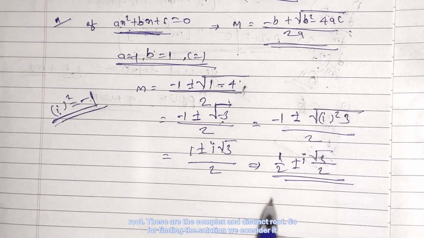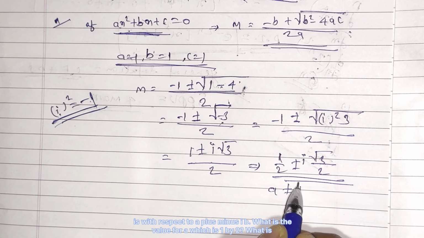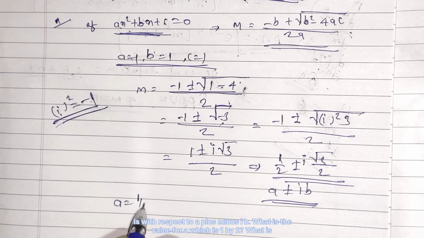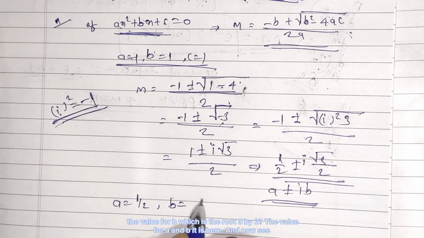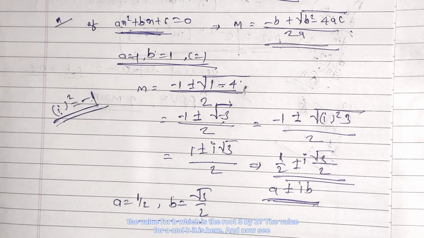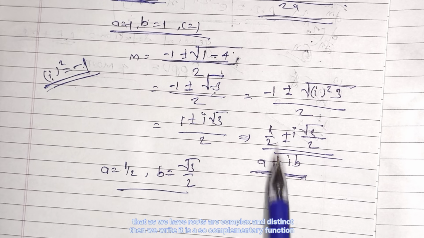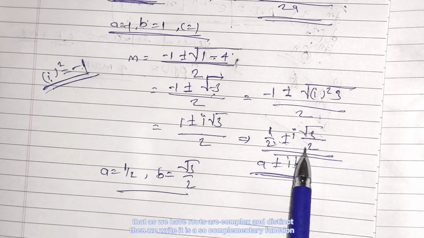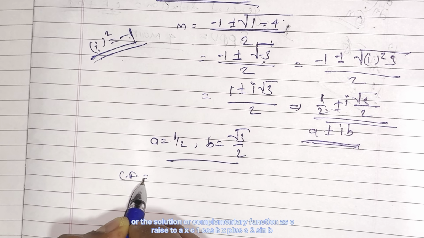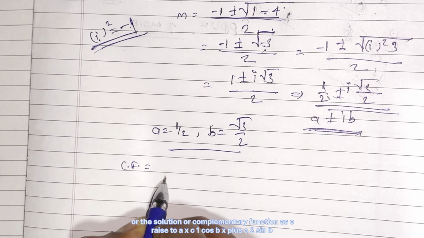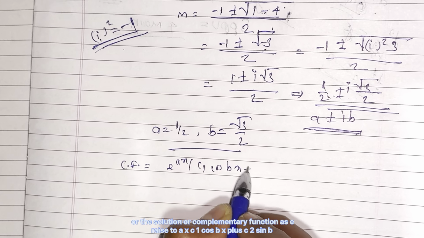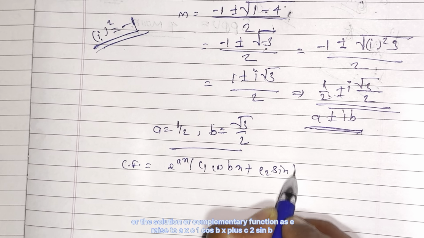So for finding the solution, we consider it with respect to a plus minus ib. What is the value of a, which is minus 1 by 2? What is the value of b, which is root 3 by 2? The values of a and b are here. Now see that as the roots are complex and distinct, we write the complementary function or solution as e raised to ax, c1 cos bx plus c2 sin bx.